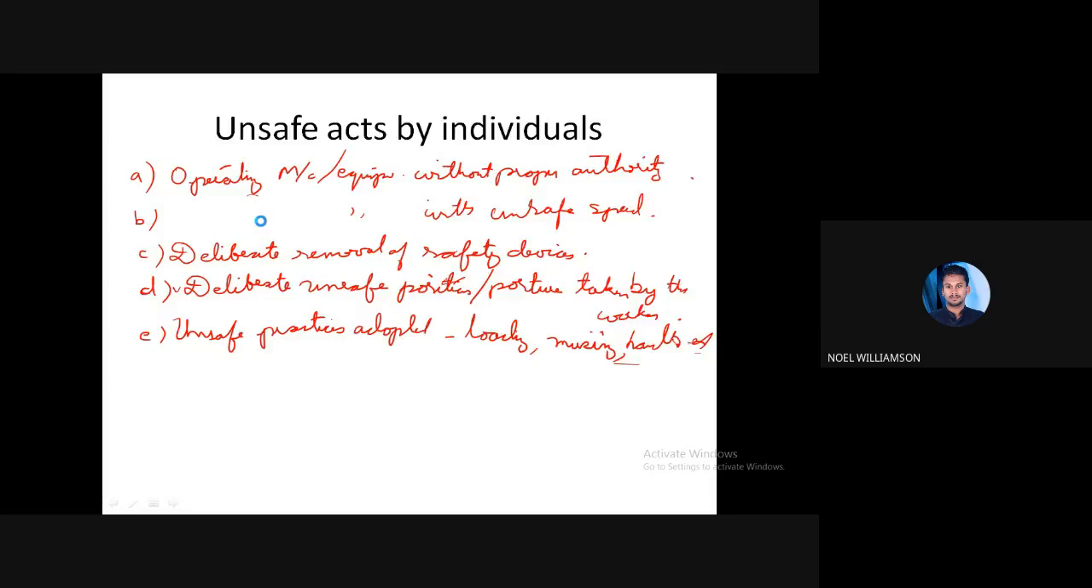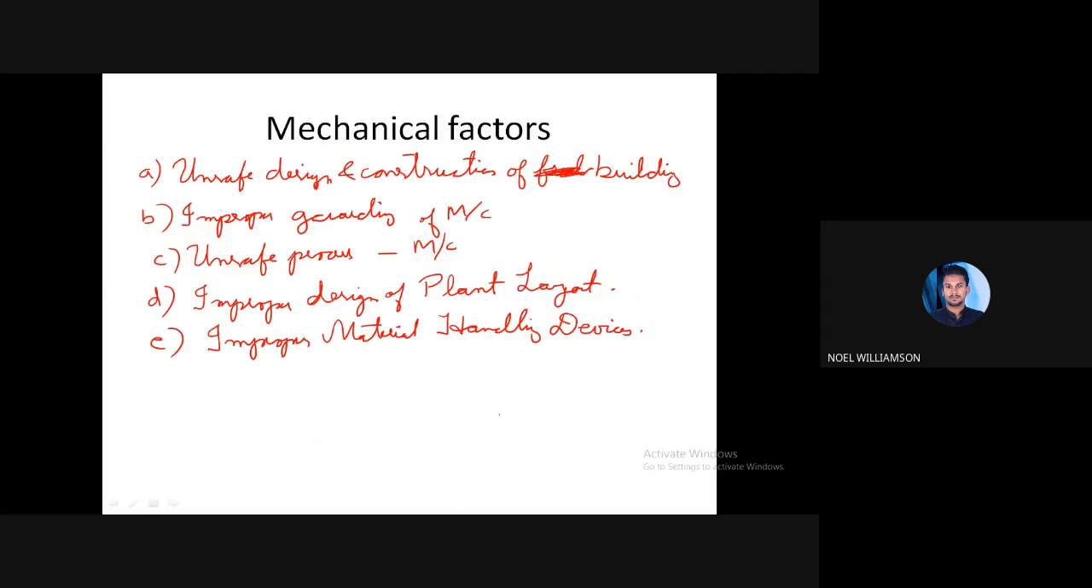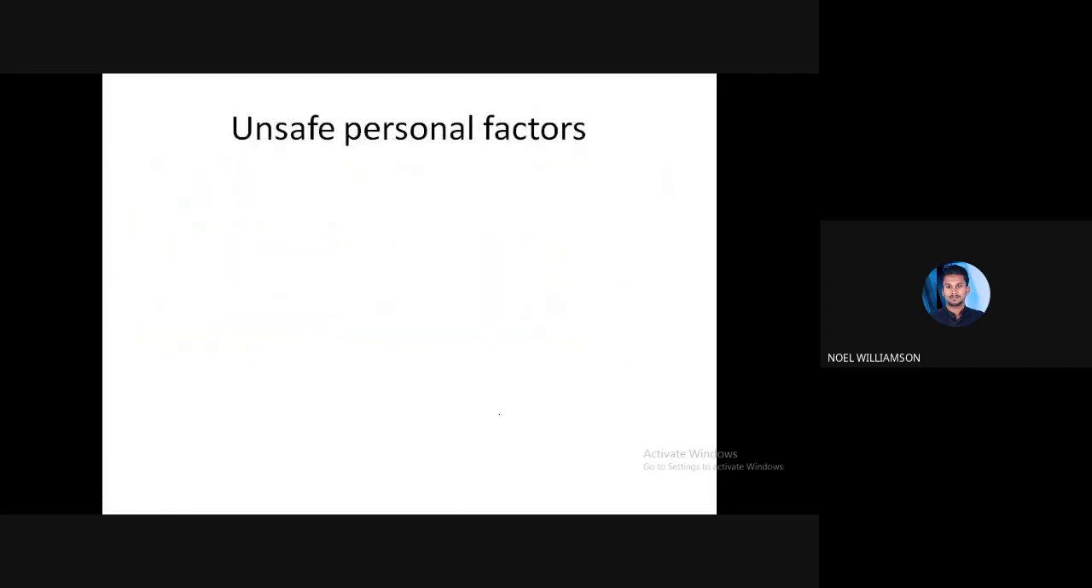Now, one more, that is the unsafe personal factors. So we will see what the unsafe personal factors are. So, what are the personal factors? These are the factors which deal with the mental effect on the workers.